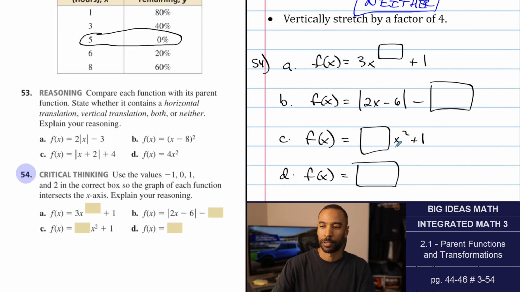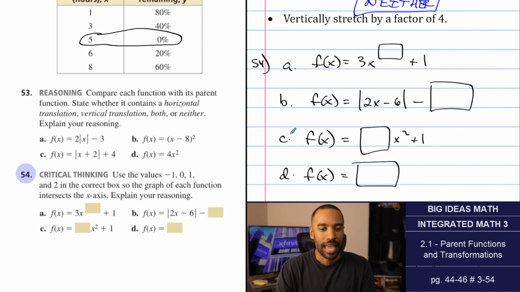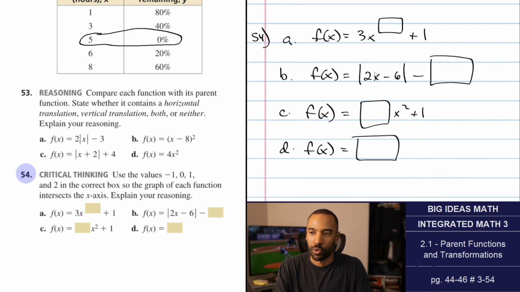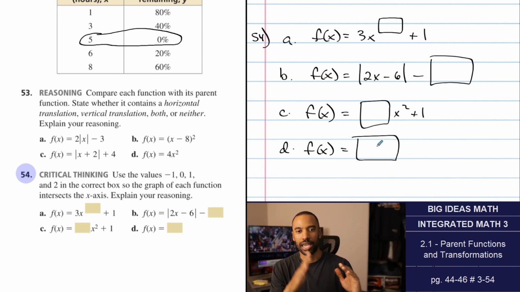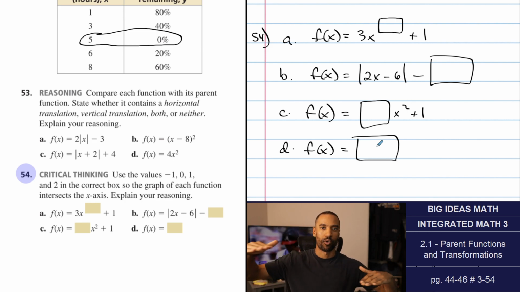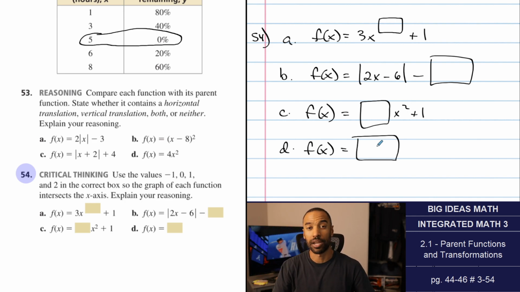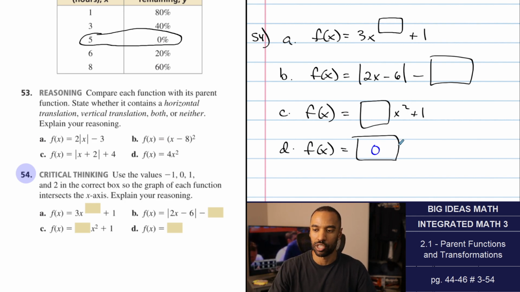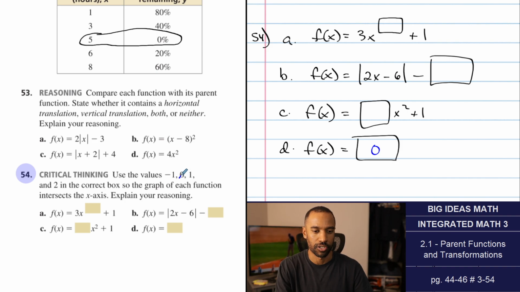F of x equals blank. Okay, -1, 0, 1, and 2. I think we have to use each one exactly once here. So I'm going to start with the bottom one. To intersect the x-axis, right, this is a constant, f of x equals blank. F of x equals -1, 1, or 2 would just be a horizontal line parallel to the x-axis. It would never intersect. Therefore, 0 needs to be this one. So by process of elimination, it couldn't be any of the other ones. Nothing else would intersect. That's my explanation.